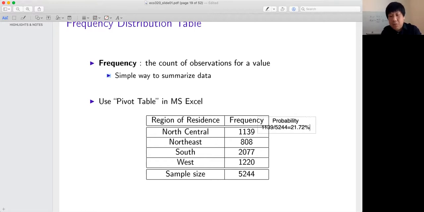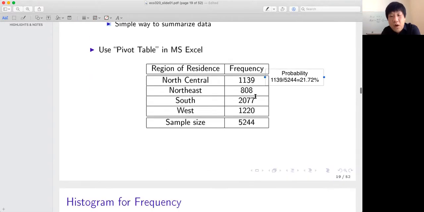21.72%. So that is a probability. Based on these frequency tables, you can say the probability that somebody's region of residence is north central is basically 21.72%. Similarly, you can find the probability of northeast, south, or west, etc.